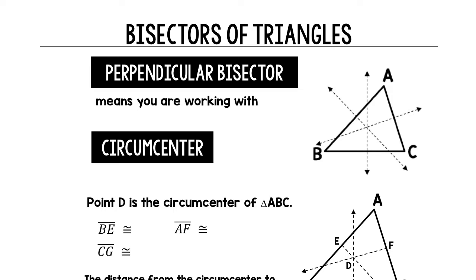We're going to be talking about bisectors of triangles. A perpendicular bisector means you are working with right angles and congruent segments. So there are going to be lots of right angles and lots of segments that are the same, in other words.